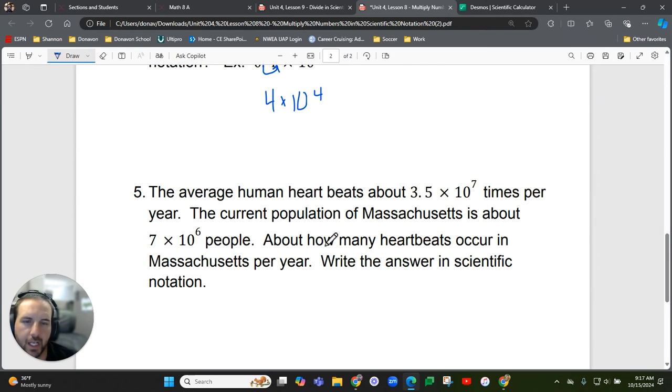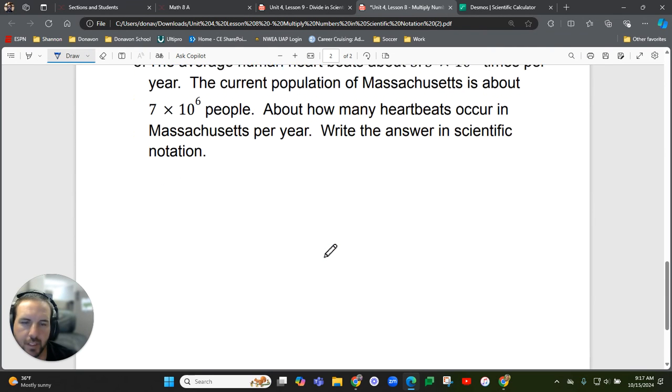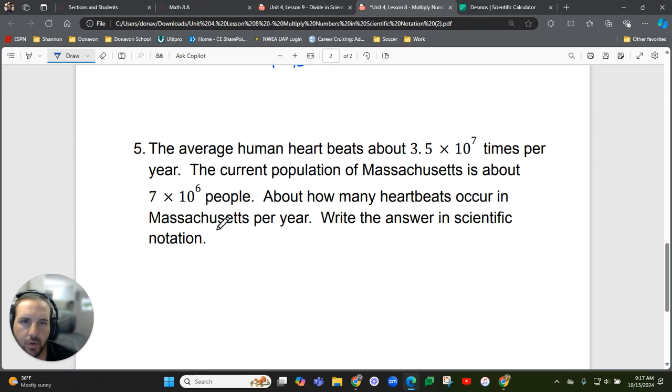All right, and last one for this lesson, it says the average human heartbeat is that many times. The current population of Massachusetts is that many times. About how many heartbeats occur in Massachusetts per year? That is such a weird calculation, because why in the world would we need to know how many heartbeats happen in the state of Massachusetts? Not a very useful piece of knowledge. But we're going to go ahead and do it since it's what it asked.